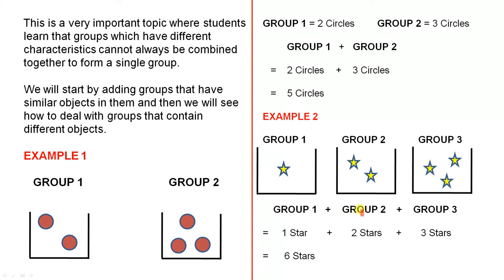Example 2, there's group 1, group 2 and group 3. Group 1 plus group 2 plus group 3 equals 1 star plus 2 stars plus 3 stars. That gives us 6 stars altogether. And the reason we can do that, the objects in each of those 3 groups are similar.